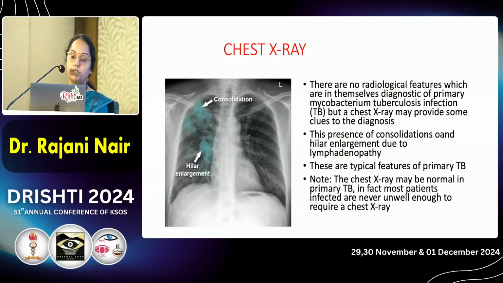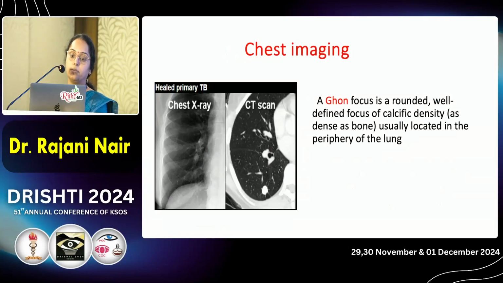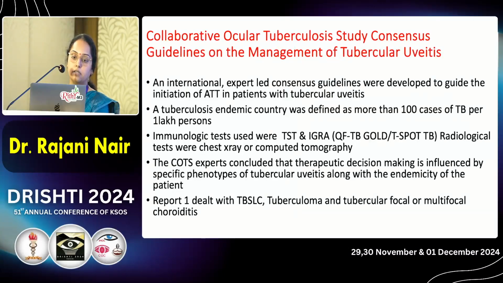There are no radiological features which are themselves diagnostic of primary TB, but the presence of consolidations and hilar enlargement due to lymphadenopathy are typical features of primary TB. In chest imaging, HRCT is preferred to X-rays where possible because of the higher sensitivity in detecting lesions.